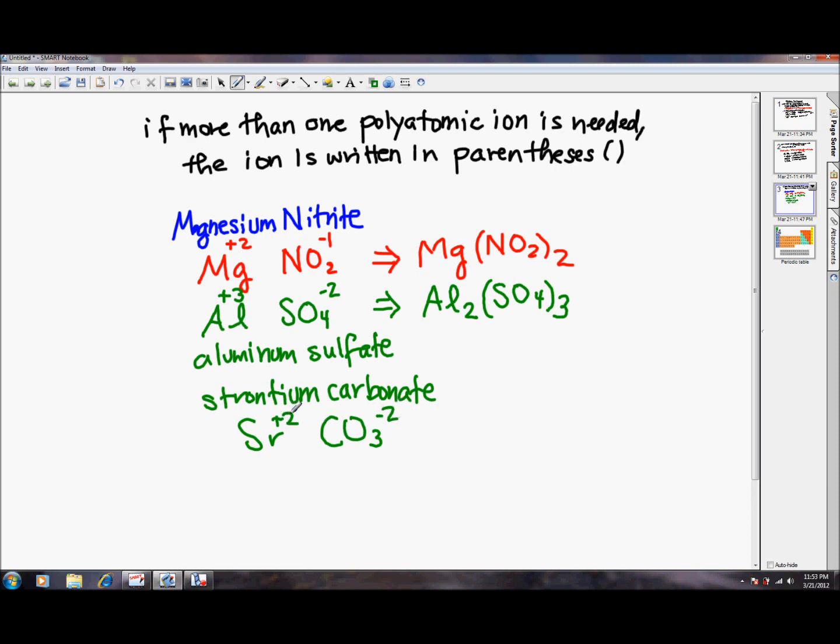You look here and you're like, +2, -2. Hey, those two cancel out. That means the formula is just SrCO3. I don't need to put any parentheses around the CO3 because I just need 1 carbonate to go with the 1 strontium. So you're only going to need these parentheses if you need more than 1 polyatomic ion in order to make the compound balance out to 0.